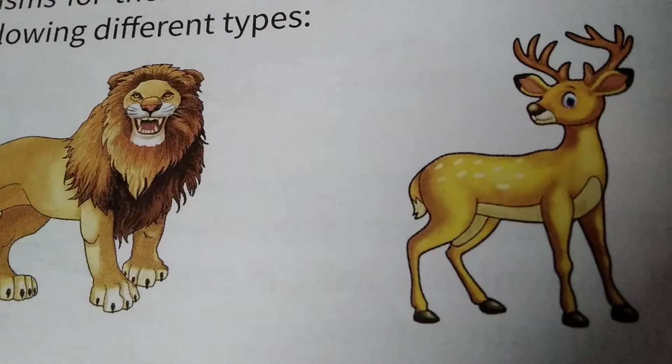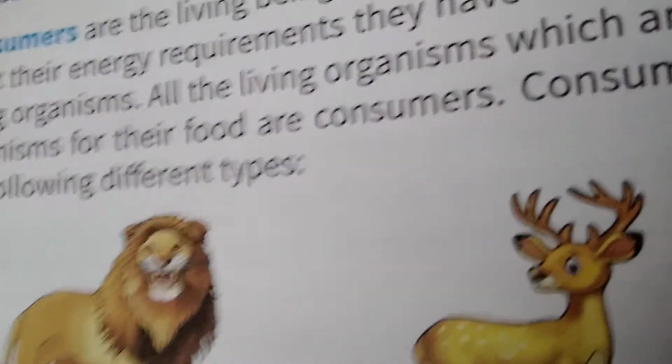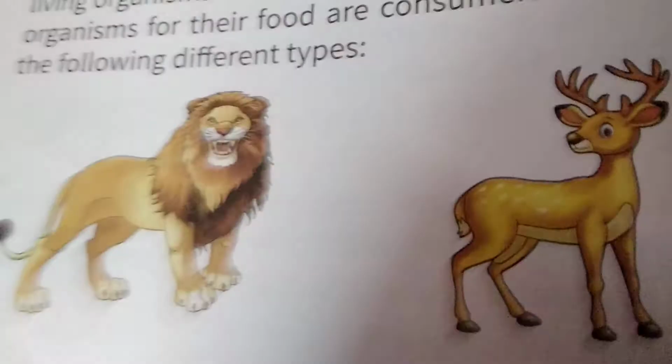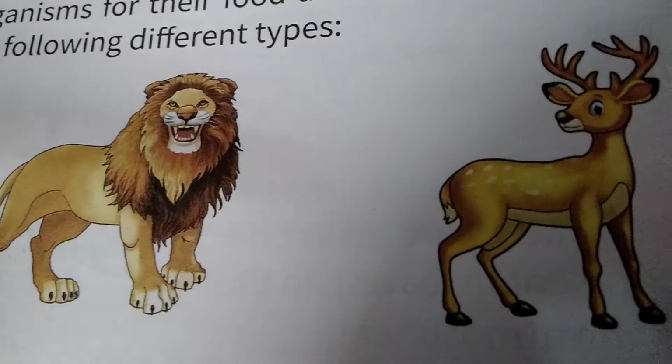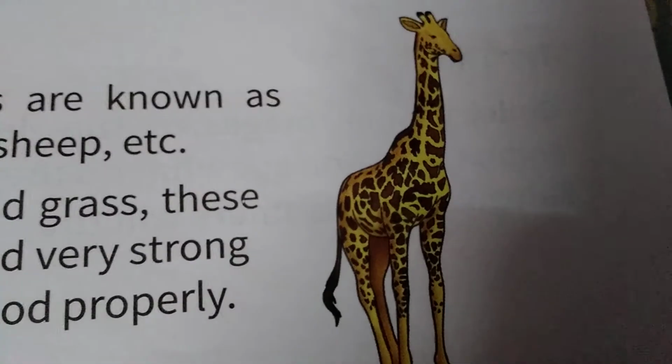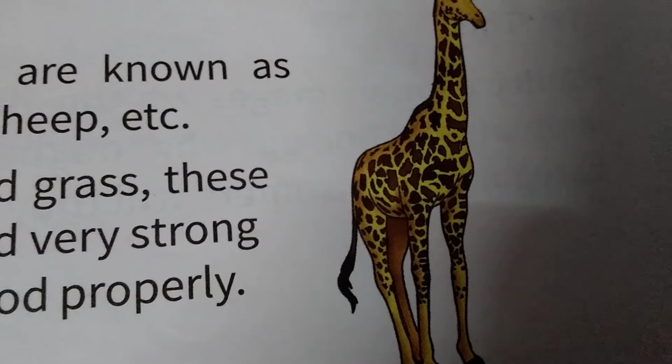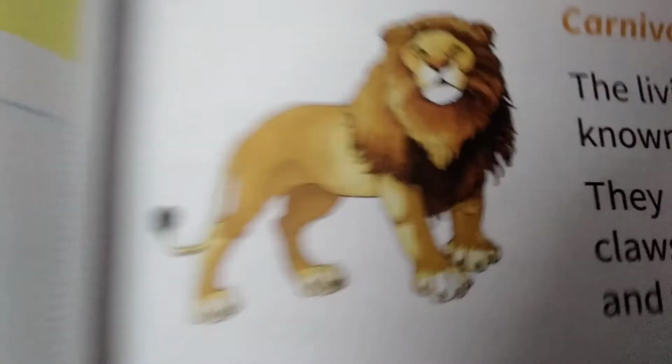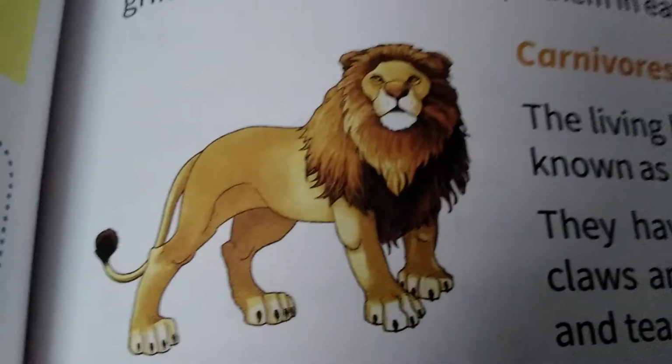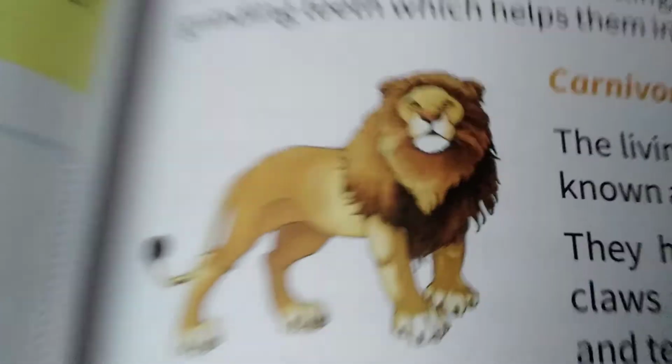Herbivores are actually living beings which eat only plants. Example, cow, zebra, deer, etc. They are herbivores. Just have a look. Herbivores are the living beings which eat only plants. And carnivores next. Carnivores are living beings which eat only flesh of other animals. Example, lion, tiger, wolf, etc.